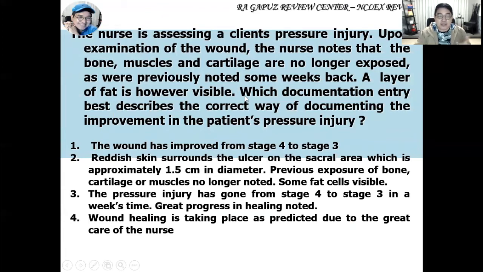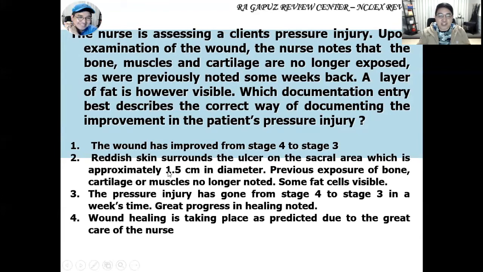And then here's the question: which documentation entry best describes the correct way of documenting the improvement in the patient's pressure injury? Option 1: The wound has improved from stage 4 to stage 3. Even if this is correct, this is not descriptive enough. What others might consider stage 4 may not be the same staging criteria that you have in mind. So it's very important that you are descriptive. How would you know that a stage 4 pressure ulcer has improved to stage 3?